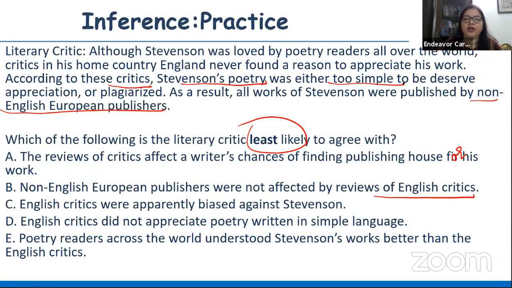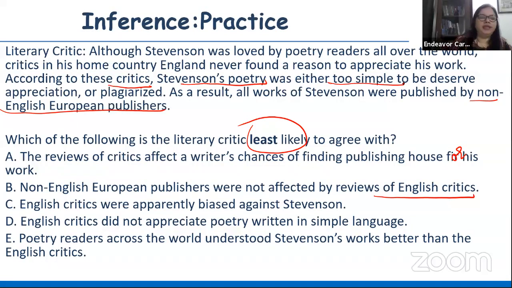English critics did not appreciate poetry written in simple language because the critics themselves have said this, and that is what has been quoted here, right? So D is what the author would agree with. Poetry readers across the world understood Stevenson's works better than the English critics.